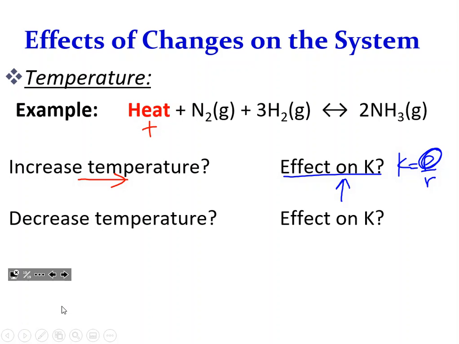A decrease in temperature, real quick, means we're removing heat. So if we're removing heat from here, that means we're going to shift towards the reactants. If you're shifting towards the reactants, remember you're increasing the denominator here, so K would decrease in that particular case.